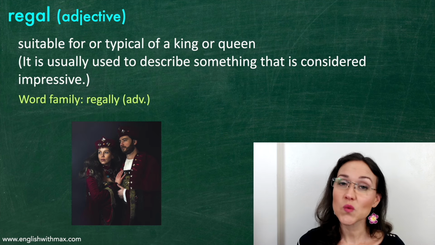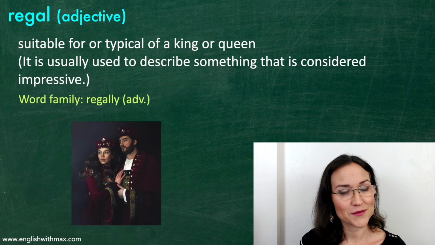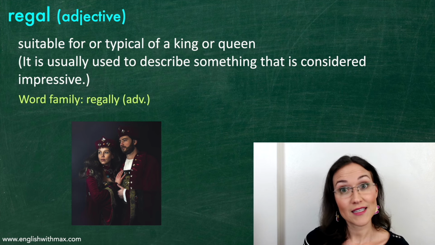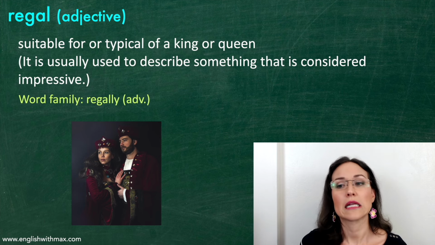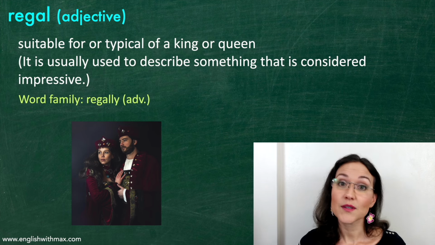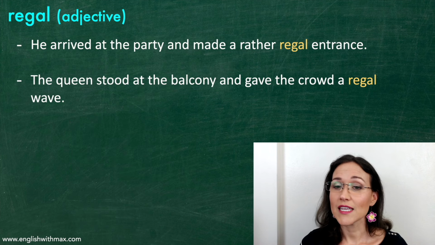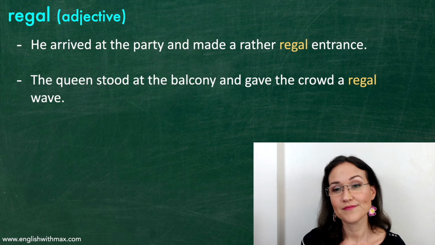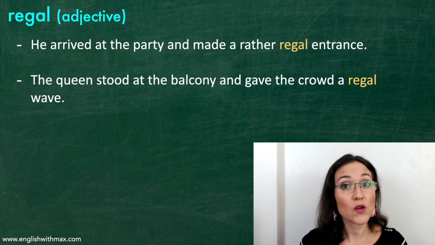The next word is regal. Regal. It's an adjective. It means suitable for or typical of a king or queen. It is usually used to describe something that is considered impressive. The adverb is regally. He arrived at the party and made a rather regal entrance. The queen stood at the balcony and gave the crowd a regal wave.